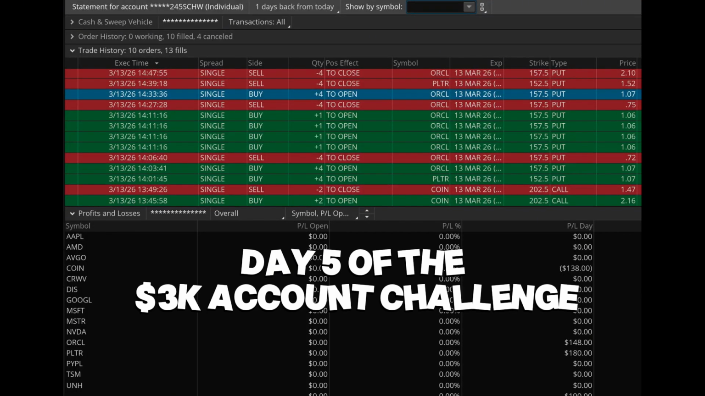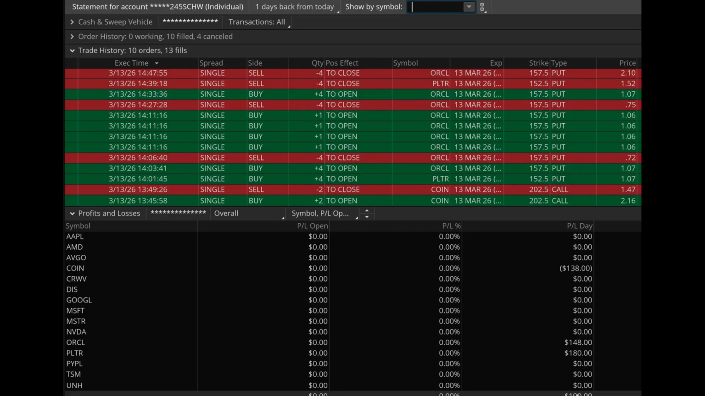Hey, so this is day 5 of the 3k count challenge, and as you can see I'm up 190 for the day. And as you can definitely see, I over traded today. I usually cap myself at 3 trades a day. However, I took 5 today.